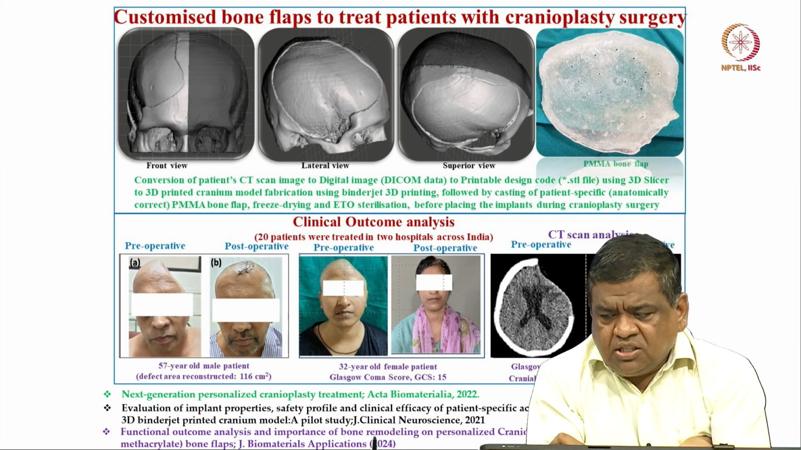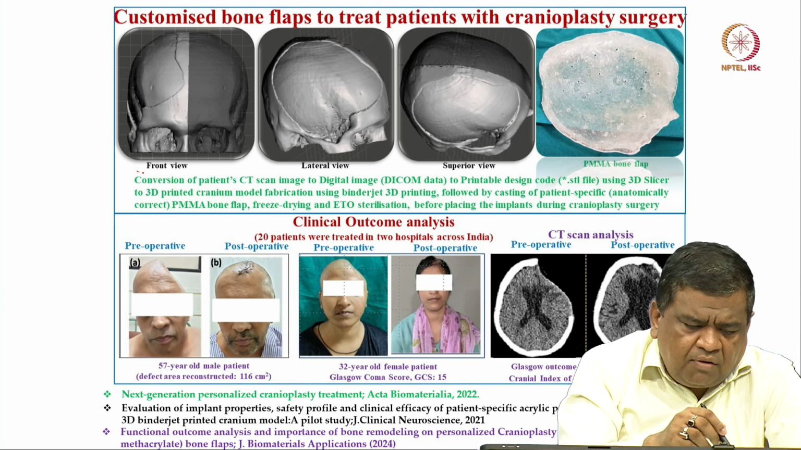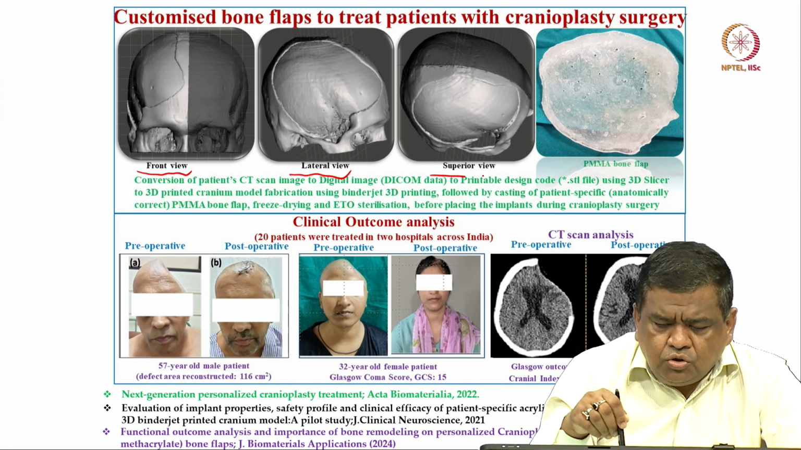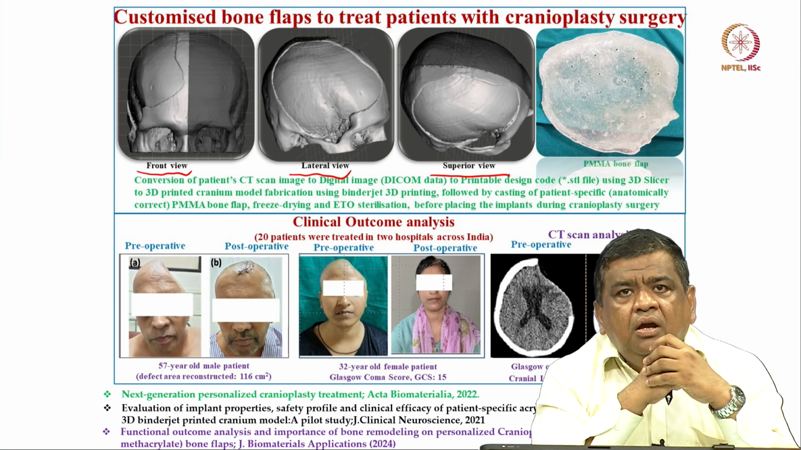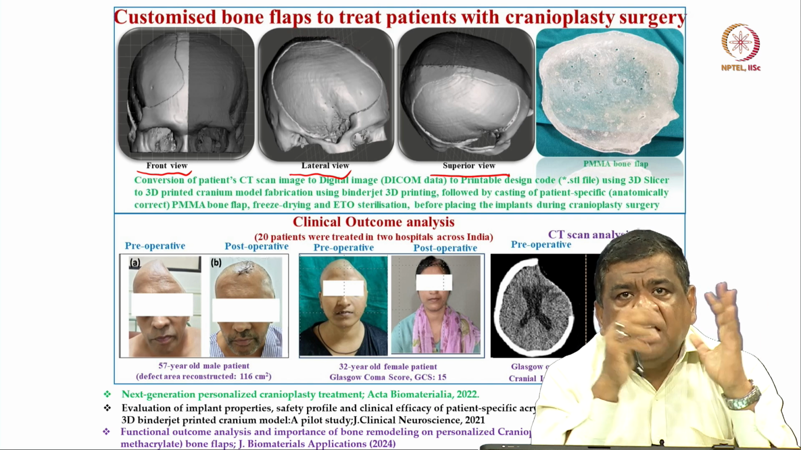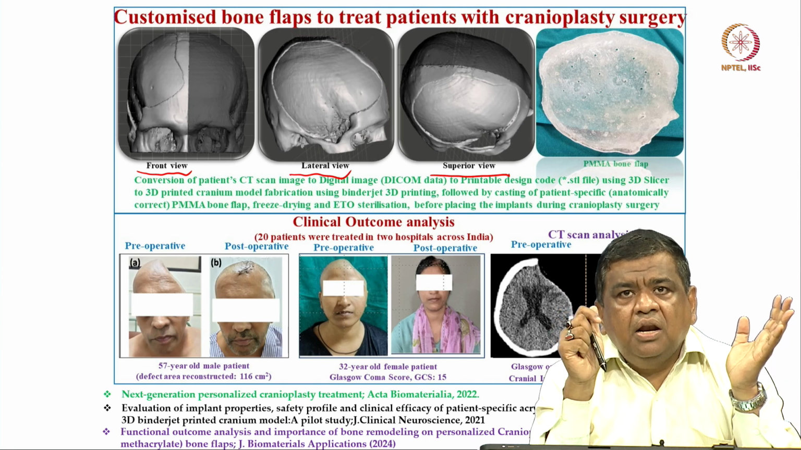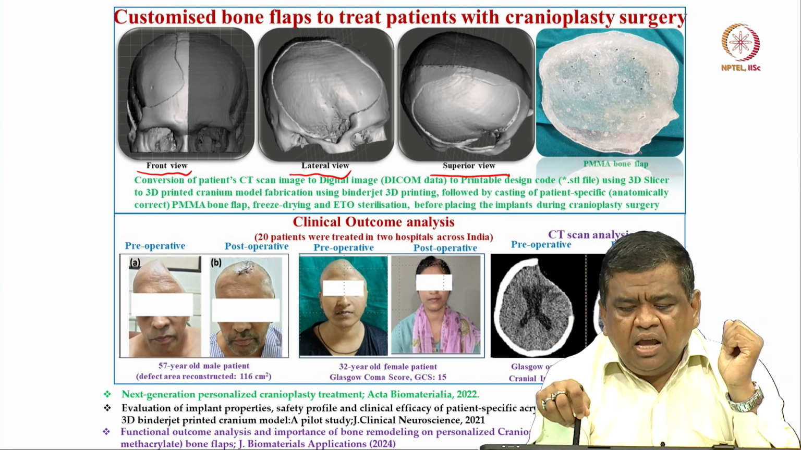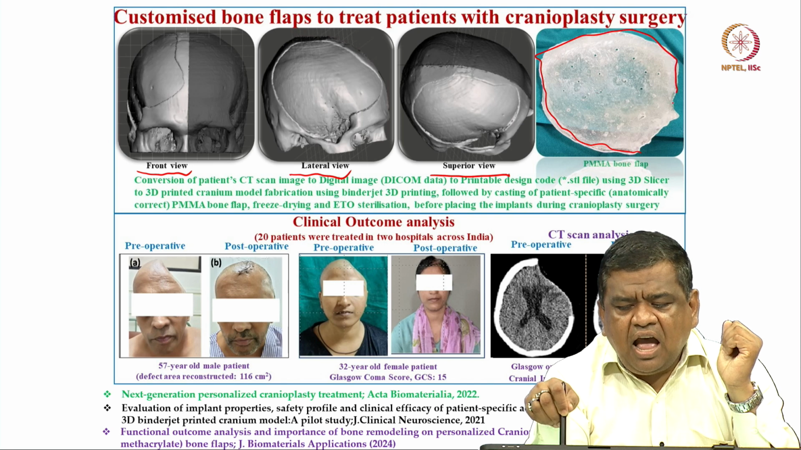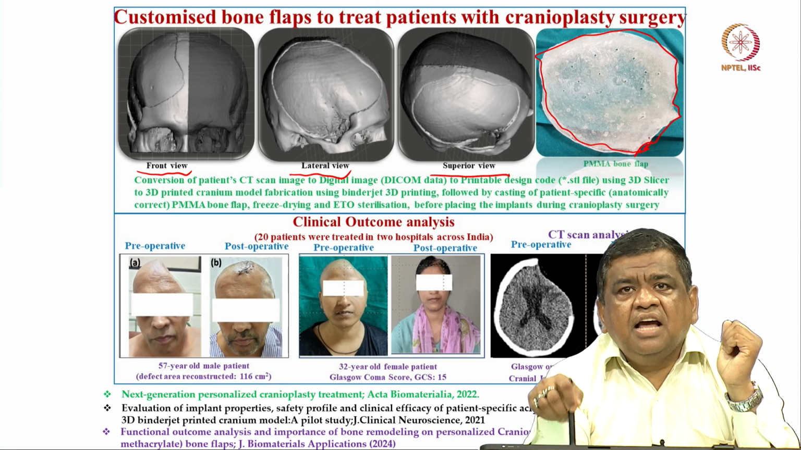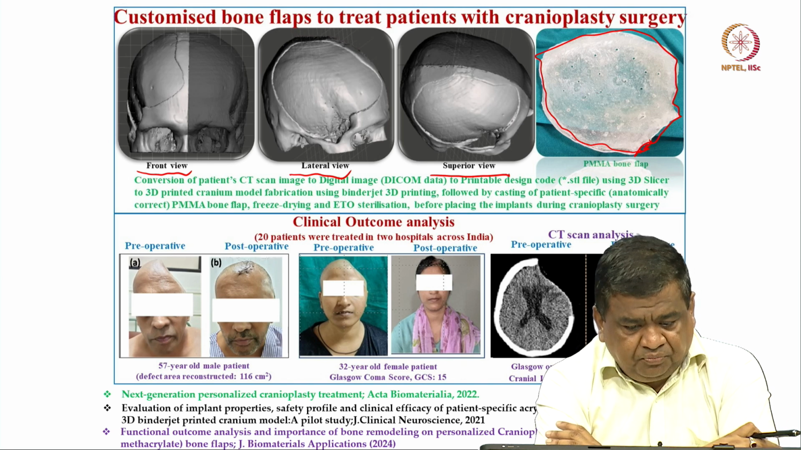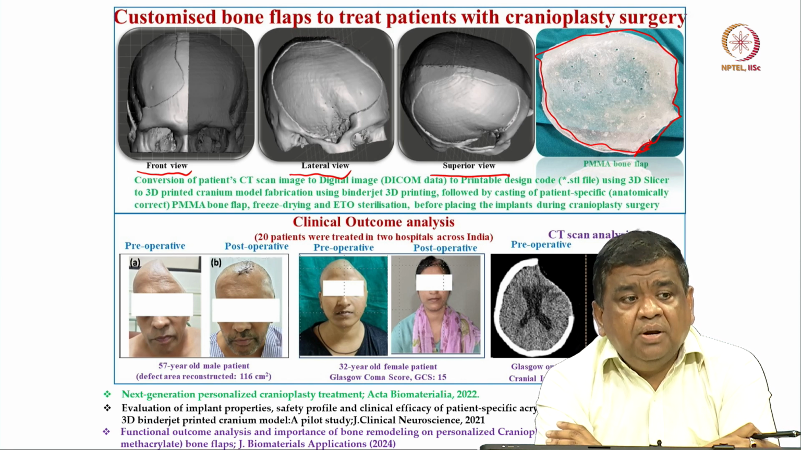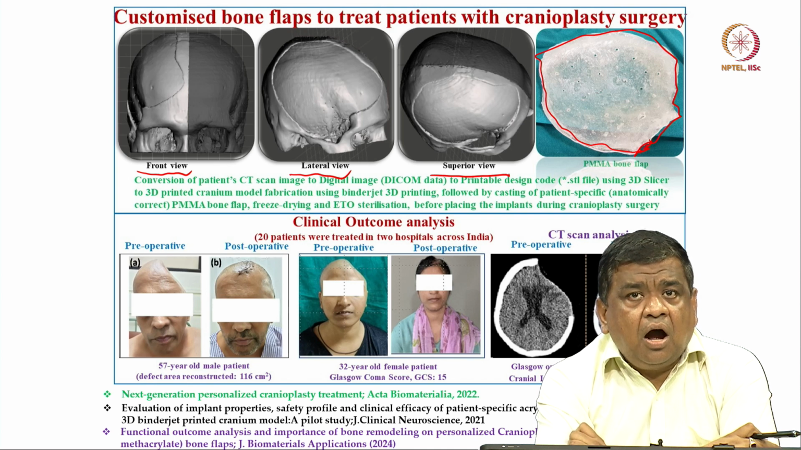And this entire process follows these steps: you have a frontal view, lateral view, and superior view, and those views are to be very, very carefully investigated. That will allow you to design the bone flaps, and these bone flaps are to be cast, and then ETO sterilized, ethylene oxide sterilized, before they can be placed in the patients. And polymethyl methacrylate is an FDA approved material, so this is a clinically acceptable material.